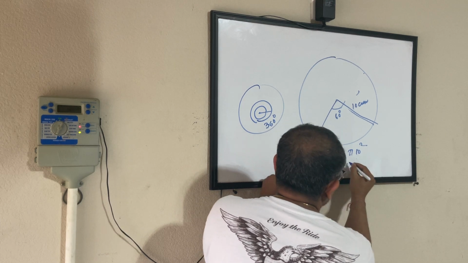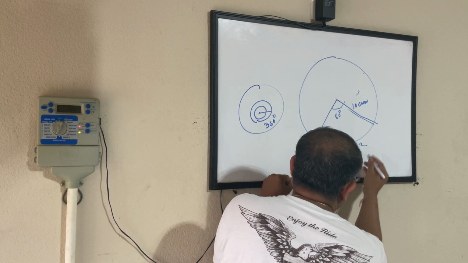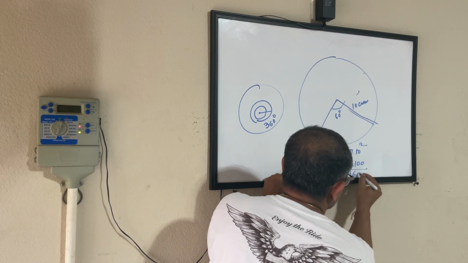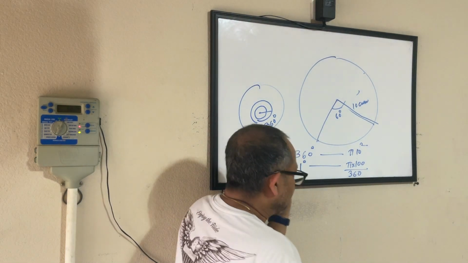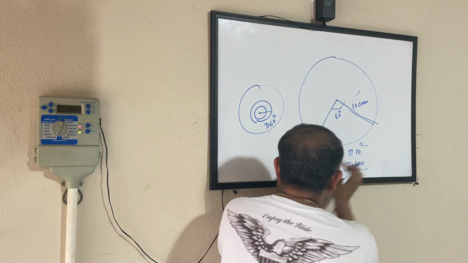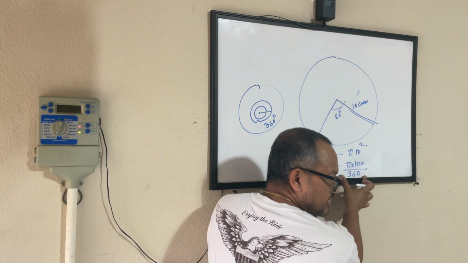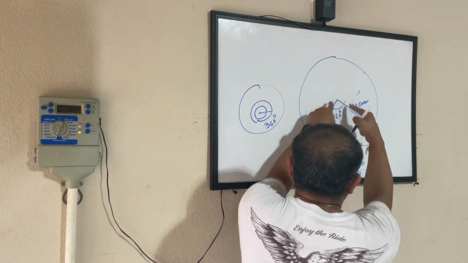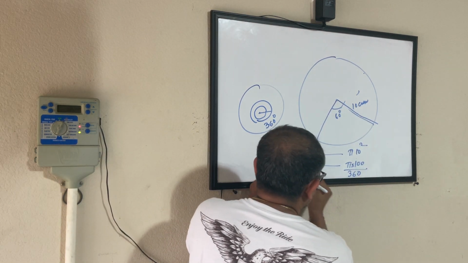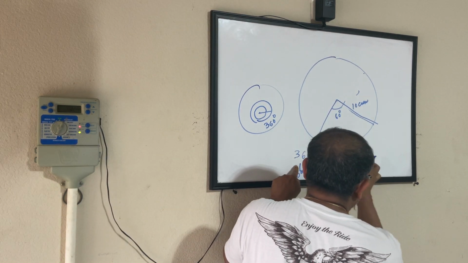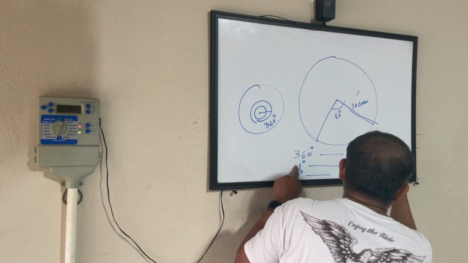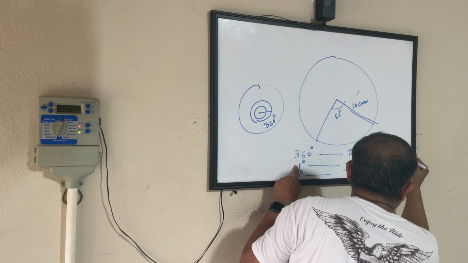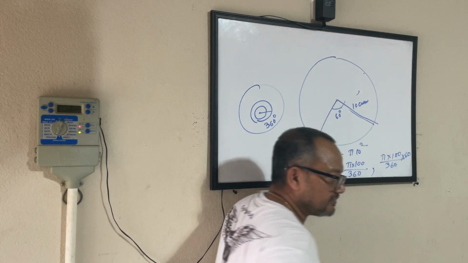1 degree will be how much? Pi r square. 10 square is 100 by 360. Yeah? If 360 degree is giving you this much area, 1 degree will give you how much area? That is. Now, if my angle is how much? 60 degree. So 60 degree will be how much? 60 times of what is 1 degree value? That is pi into 100 by 360 into 60. Yep.